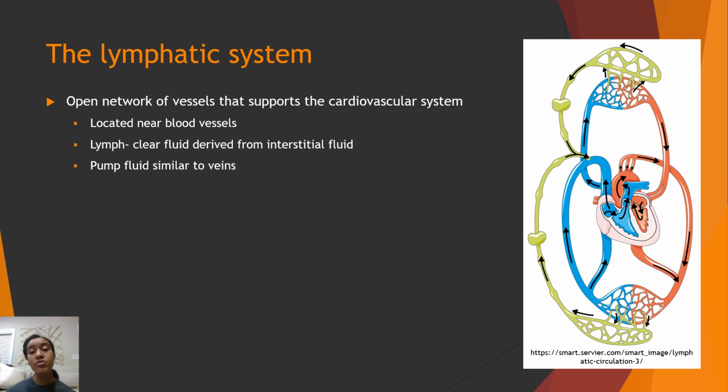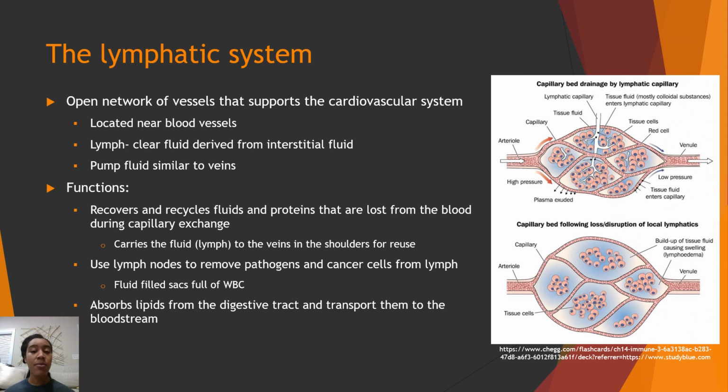And the lymph is pumped through the vessels of the lymphatic system, similar to how deoxygenated blood is pumped through the veins. So it's pumped through by the movement of your skeletal muscles, putting pressure on the lymph vessels to push the fluid through the system. There is no heart for the lymphatic system. And so there are a couple of different functions that the lymphatic system plays. One, it's responsible for recovering fluid that is lost when there's an exchange between the blood and the interstitial fluid. And it basically recycles that fluid and proteins that are lost back into the circulatory system.